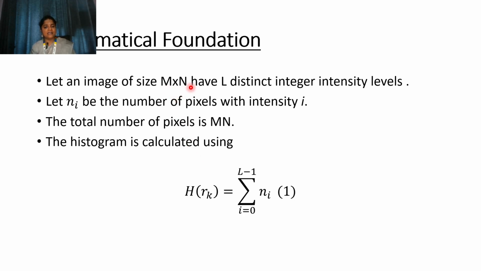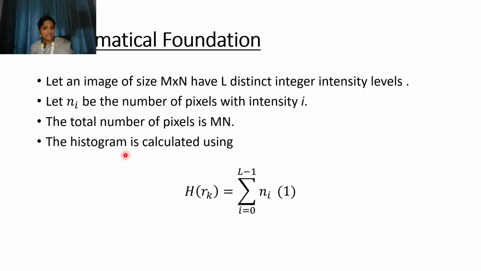Let us initially consider an image of size m cross n. This image is going to have L distinct integer intensity levels. Let Ni be the number of pixels at intensity i. So what is going to be the total number of pixels here? The total number of pixels is going to be m into n, where m is the number of rows and n is the number of columns. So if I multiply m into n, I will get the total number of pixels. The first step in Otsu's thresholding is to calculate the histogram.